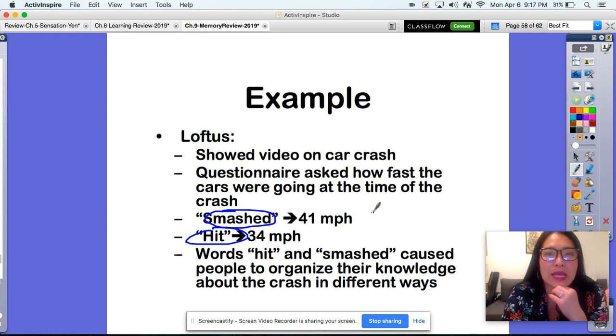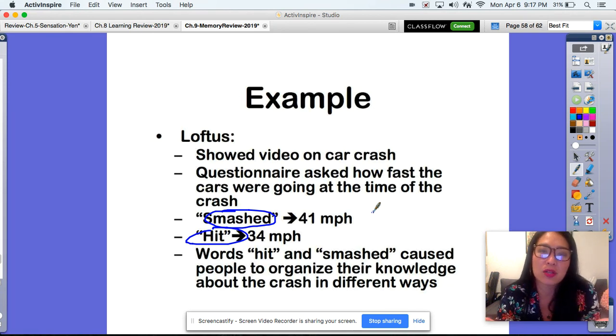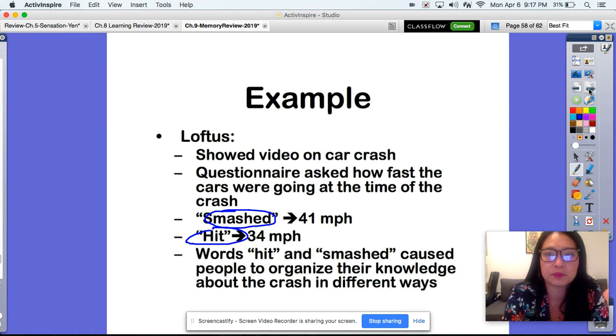Then the other question they asked them was, did glass shatter during the accident? So our memories are going to say yes if it says, did glass shatter when the cars smashed into each other, because our schema for smash is high impact. Even though a lot of people reported yes, the glass had shattered, there actually was no glass that had shattered. It was part of the experiment.